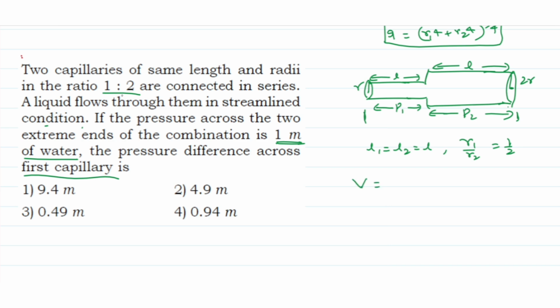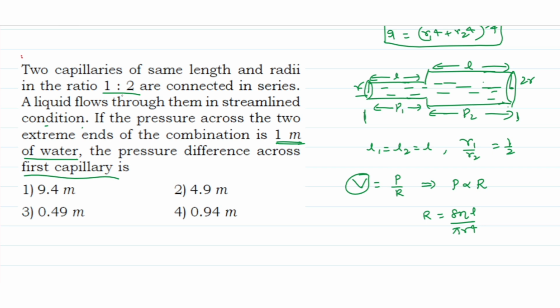Volume of the liquid flowing per unit time will be P by R. So here, in series combination, volume of the liquid flowing per unit time remains constant. Across the first tube, whatever volume is flowing, across the second tube the same volume is going to be flowing. So P is directly proportional to R if V is the same. Then R equals 8 eta L by pi r power 4.